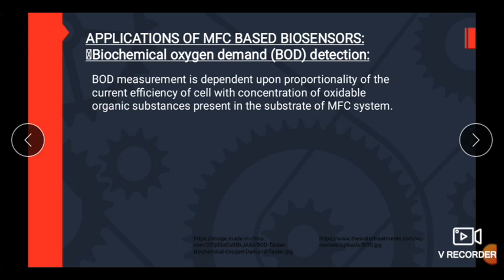So biochemical oxygen demand is one of the important parameters for determining the quality of water, and BOD assessment based on MFC biosensors is less time consuming, efficient, and more accurate than conventional methods. BOD measurement depends upon the proportionality of the current efficiency of the cell with the concentration of oxidizable organic substances present in the substrate of MFC. For example, an MFC based biosensor developed by Kim et al. is a remote BOD detector and works over a time period of about 5 years.